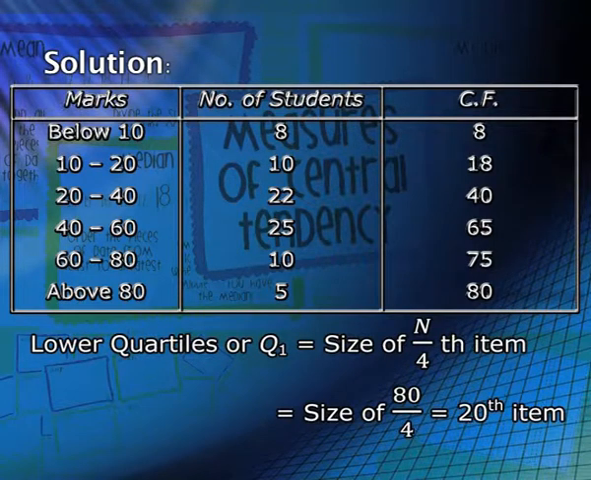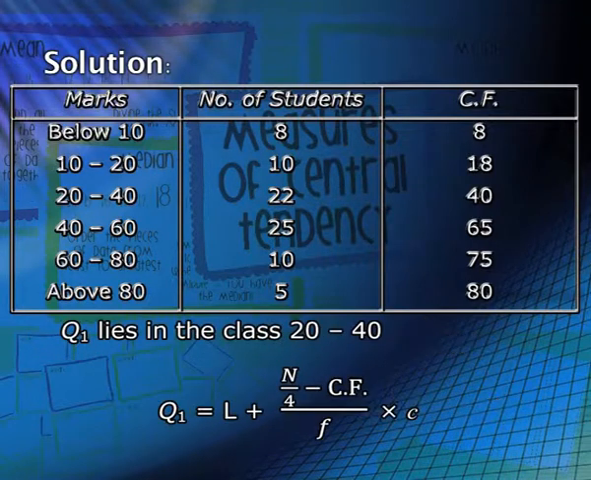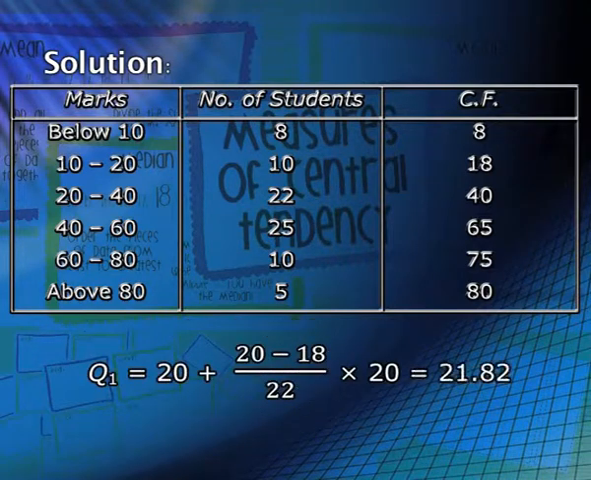Now the lower quartile, also called Q1, is the size of n/4th item. That is size of 80/4, which is equal to 20th item, because n is equal to 80. Now Q1 lies in the class 20 to 40. Now we apply the interpolation formula, which is L plus (n/4 minus CF) divided by F into C. So Q1 equals 20 plus (20 minus 18)/22 into 20, which is equal to 21.82.